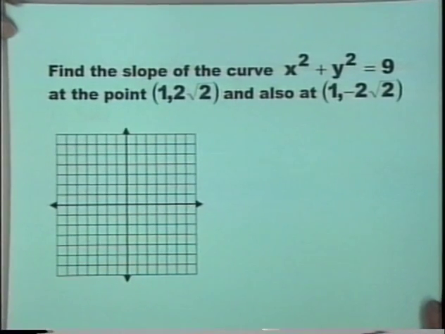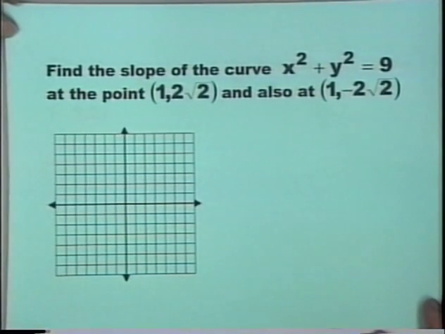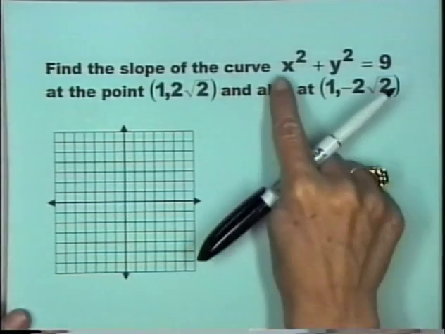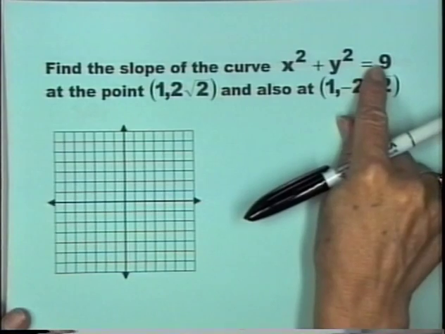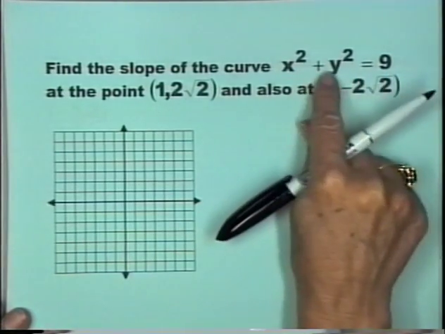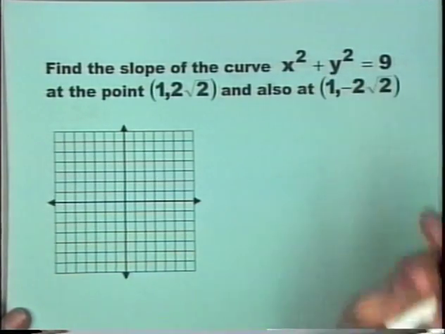Find the slope of the curve x squared plus y squared equals 9 at the point (1, 2 times the square root of 2), and also at (1, negative 2 times the square root of 2). Now, I've got a little graph here. You might recall x squared plus y squared equals 9 is what? It's just a circle, center at the origin, radius of what? Square root of 9 is 3.